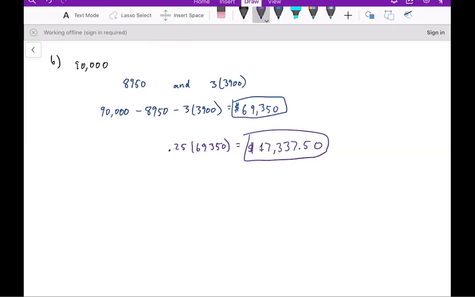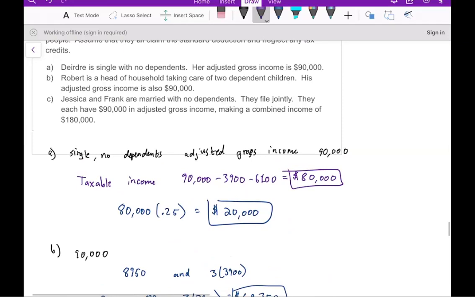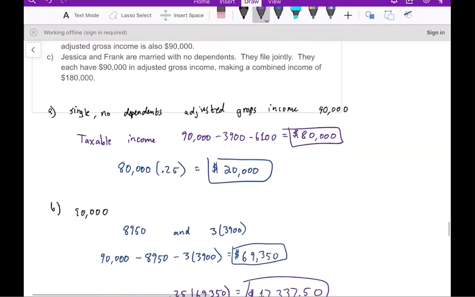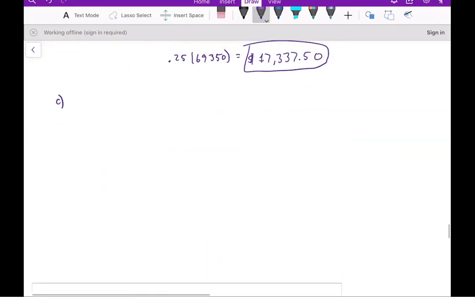Okay, and then finally in part C, we have that Jessica and Frank are married with no dependents, and they file jointly, right? So they each have $90,000 in adjusted gross income. So of course the combined income would be $180,000. So this is married filing jointly, and it's $180,000.